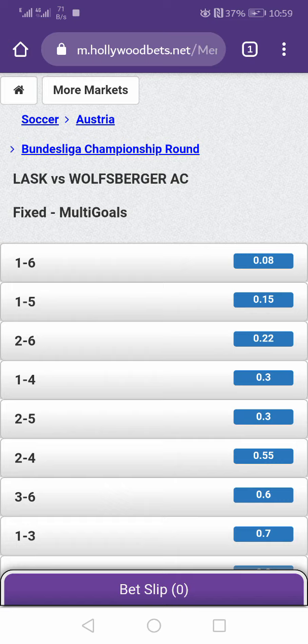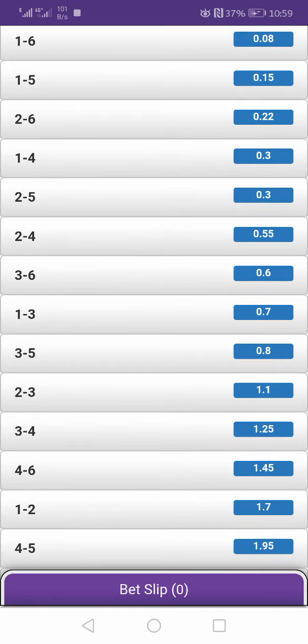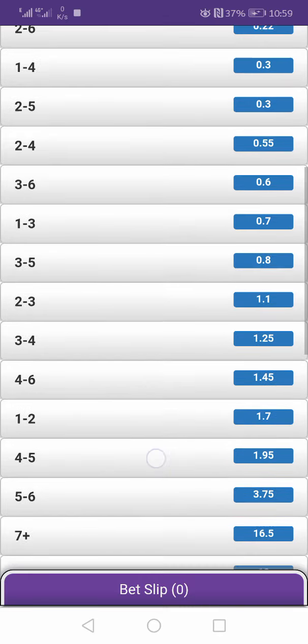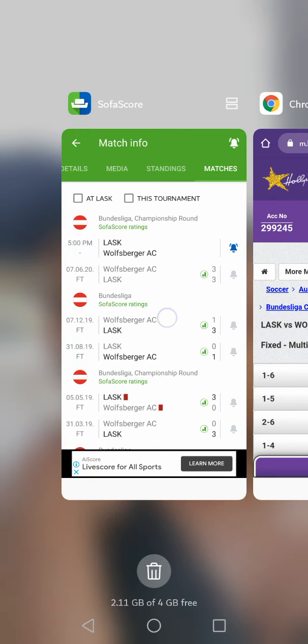Or maybe because they are good teams and they always produce more than 1 goal, it means that 2 to 6 is the best suited. Are you getting my point? Or you can take your chances and say 2 to 5. So I'm just saying, guys, these are the things that you do when you're analyzing. You look at these things, you choose them. Are you getting my point?